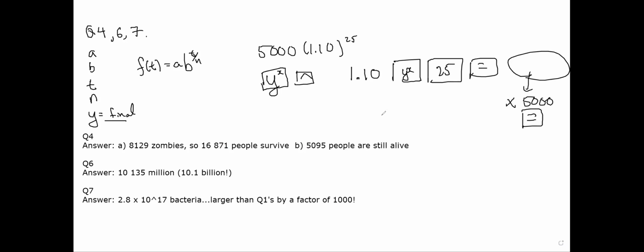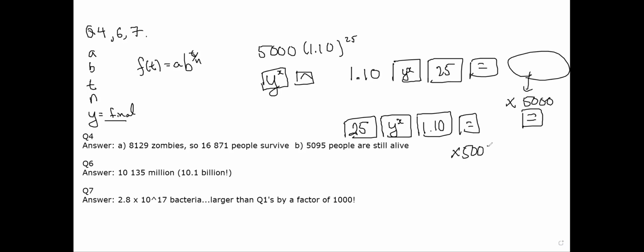Some calculators, like a computer style calculator, you might have to do this in reverse. You might have to write 25 first, which is a little weird, I know. You write 25 as the exponent of 1.10, and then you press the equal sign. Then that answer, you multiply by 5,000. It really depends.